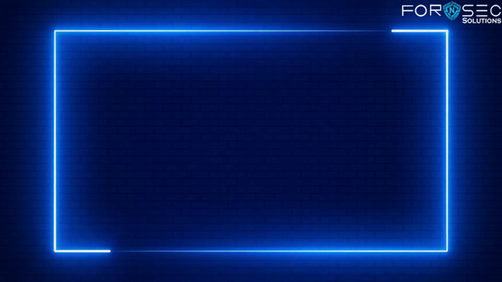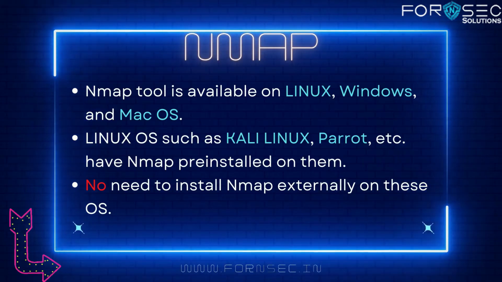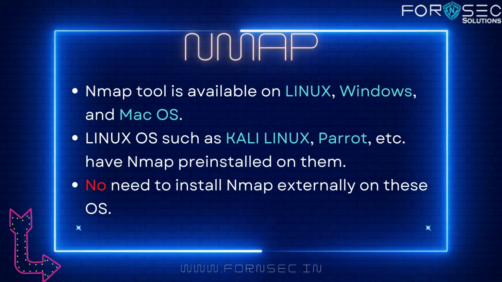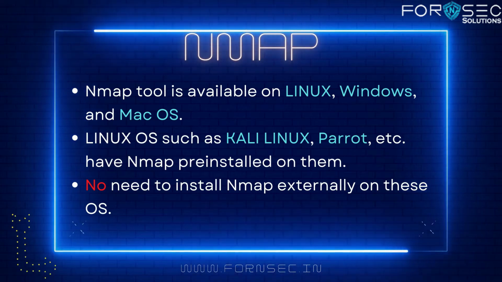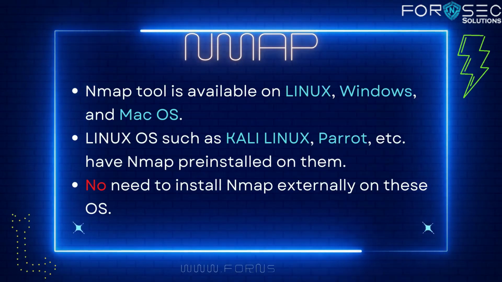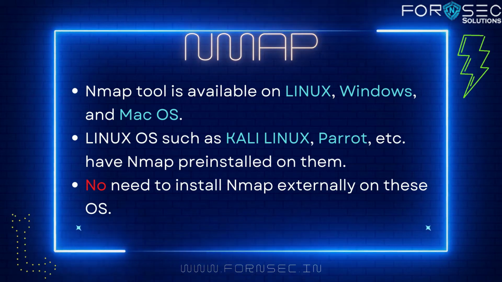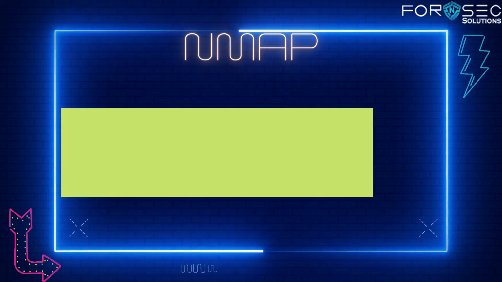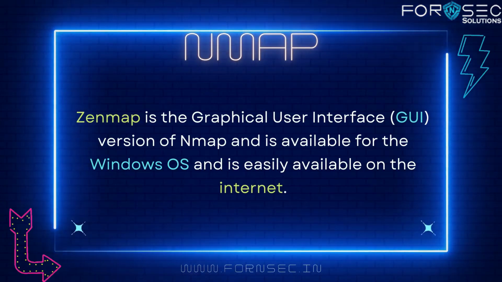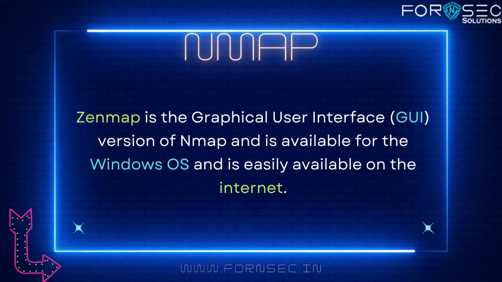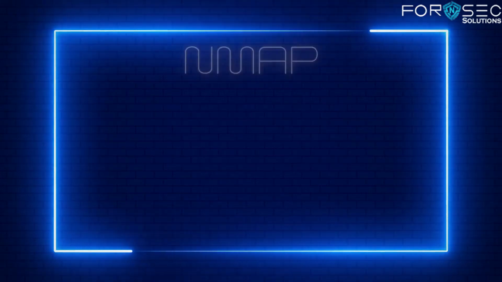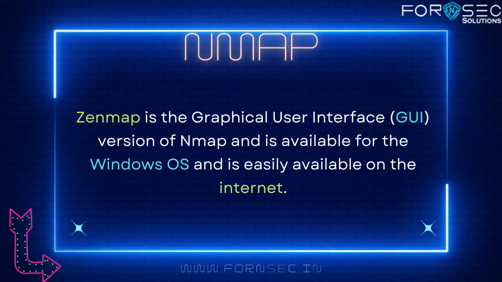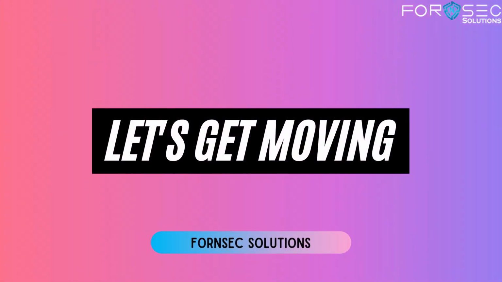Nmap tool is available on Linux, Windows and Mac OS. Linux OS such as Kali Linux, Parrot, etc. have Nmap pre-installed on them. No need to install Nmap externally on these OS. ZenMap is the GUI version of Nmap, that is the Graphical User Interface version of Nmap, which is available for the Windows OS and is easily available on the internet. So without any further delay, we will see how to install Nmap on Windows.